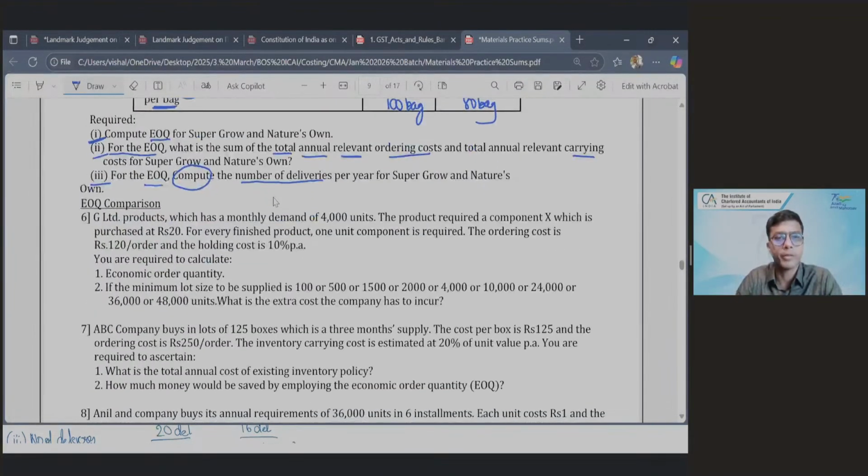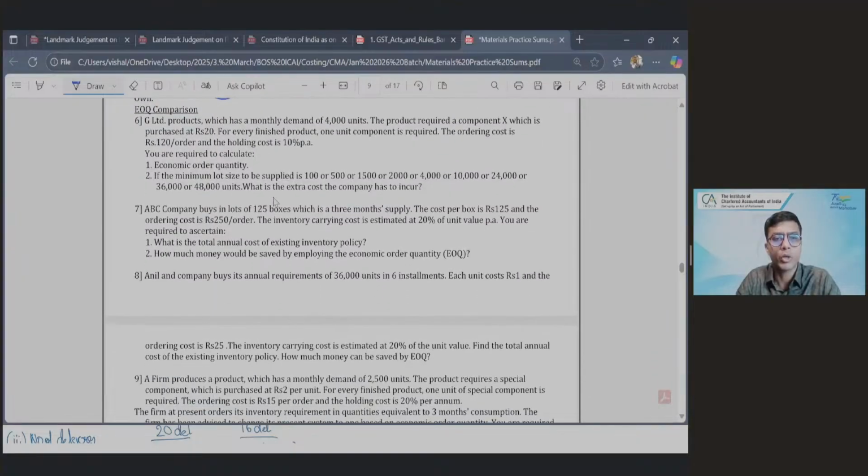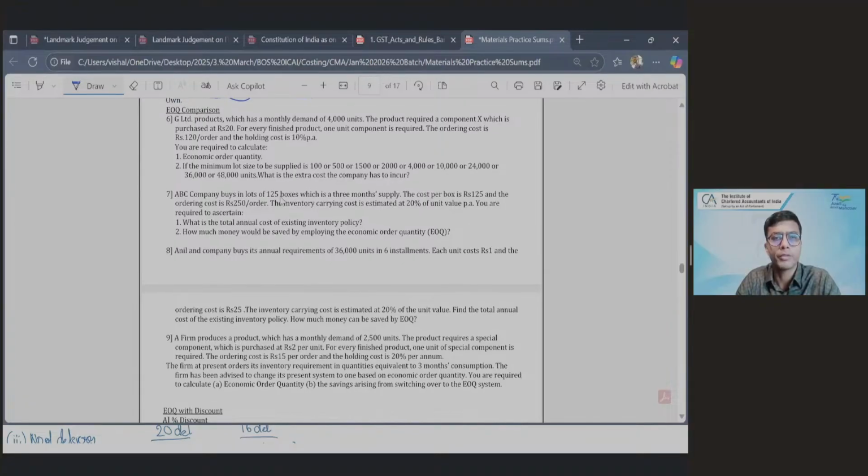Let us proceed. Again, kindly take a screenshot from question 6 onwards up to question 9. So make a screenshot, students. 6, 7, 8, 9 is our next category of questions that we are solving. Make a screenshot. Perfect. Let us start.